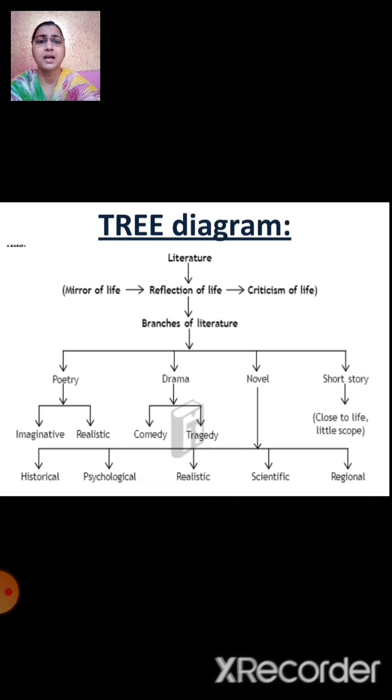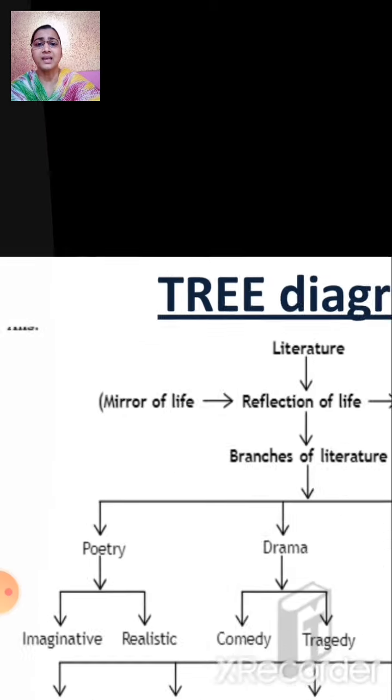Like in this case, literature is the topic given and it shows it is the mirror of life, it reflects life, then it is criticism of life, then it also says branches of literature, or we can say it is talking about the branches of literature, that is poetry, drama, novel or short story. Now we can see further there are more branches for each point, like poetry has two branches, imaginative and realistic.